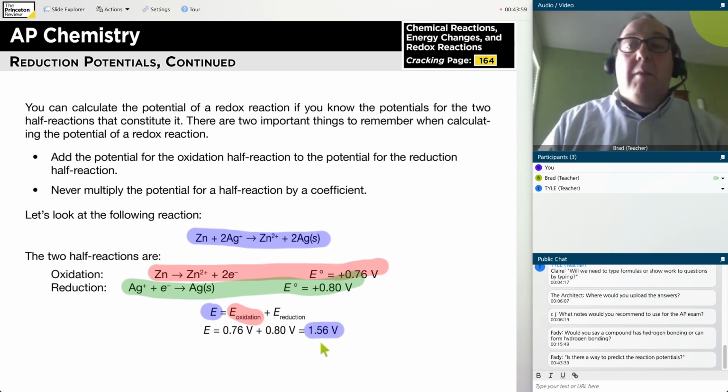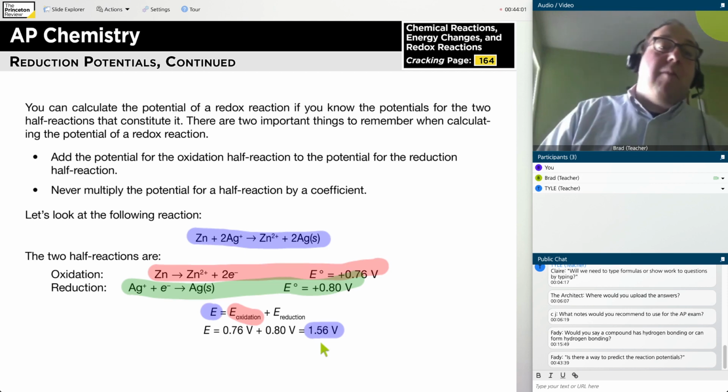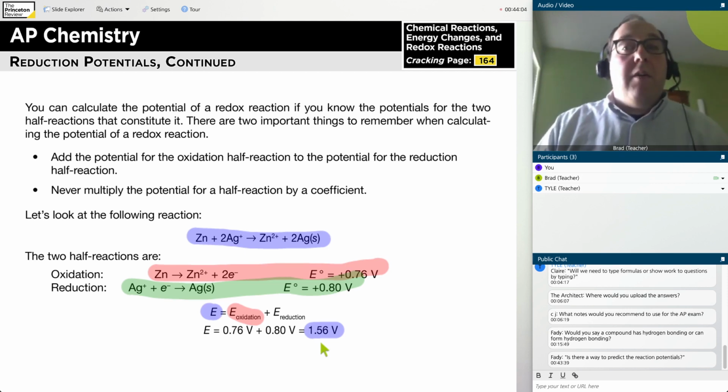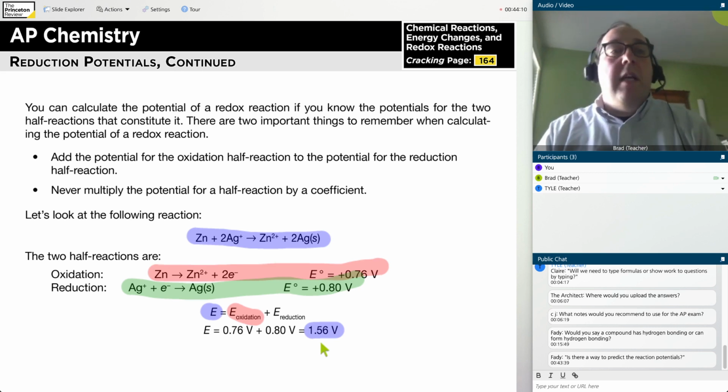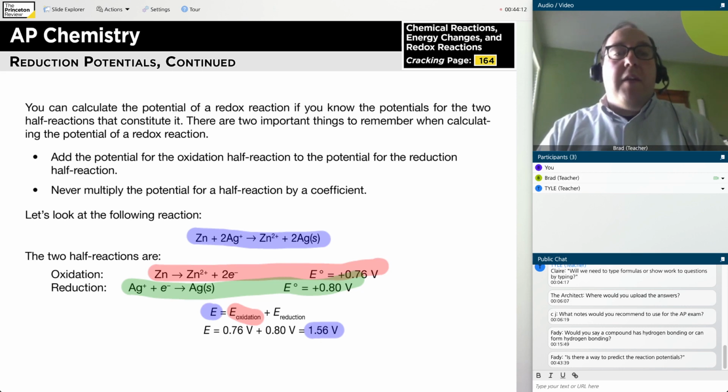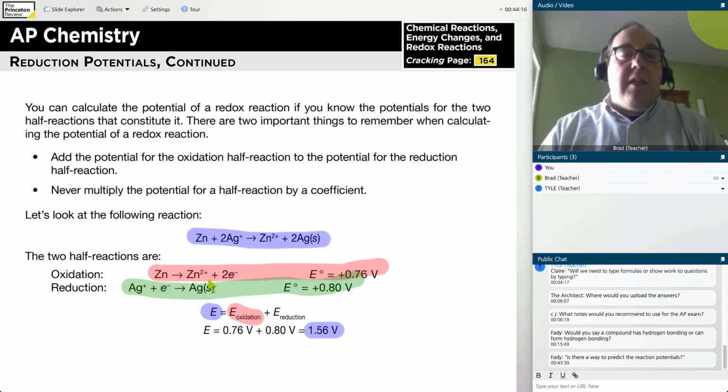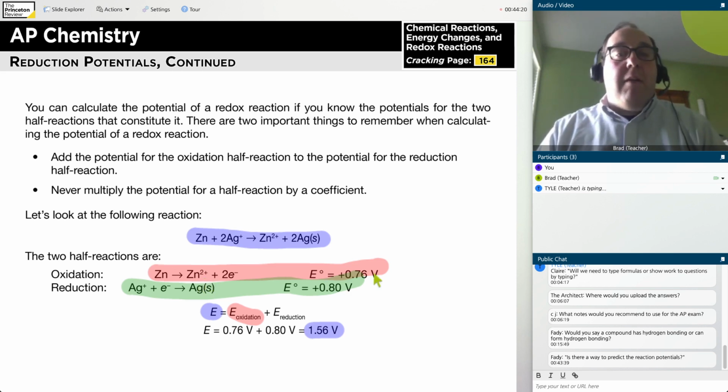Fadi's asking a really great question. Is there a way to predict reaction potentials? That's a really hard thing to do. A lot of times what it comes down to are electron configurations. So if you needed to, you could figure out the electron configuration of zinc and zinc 2 plus and say, well, the configuration of zinc 2 plus is pretty favorable. Therefore, it would be a favorable oxidation reaction.